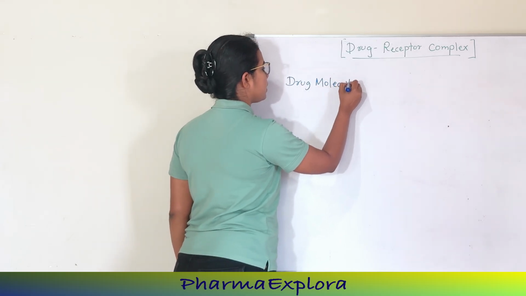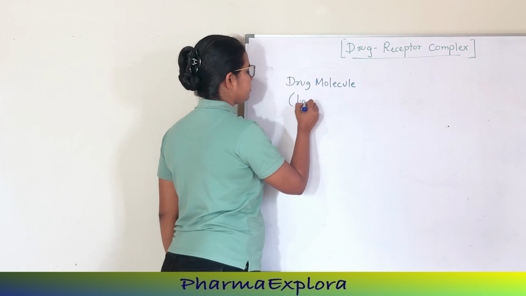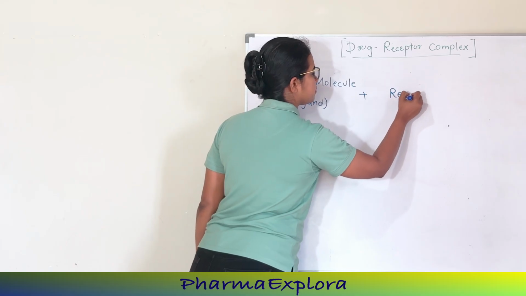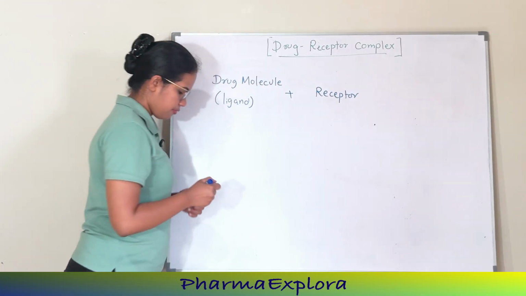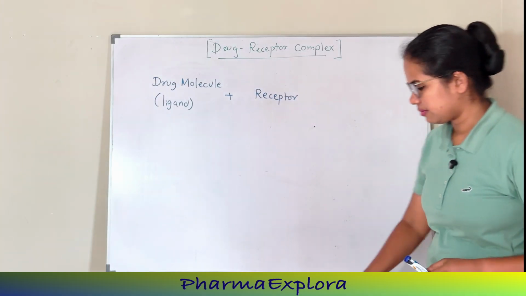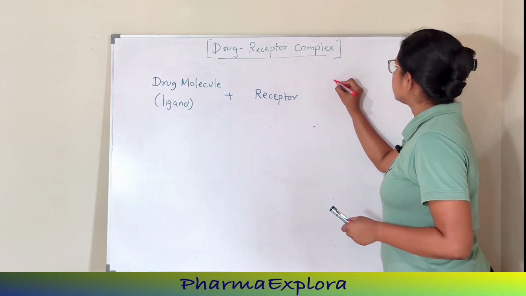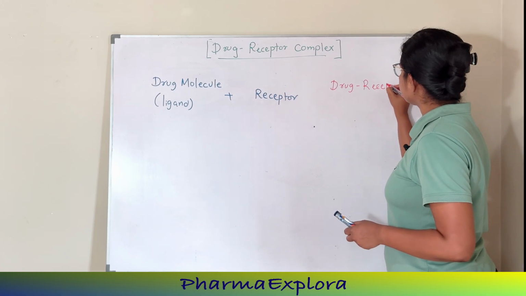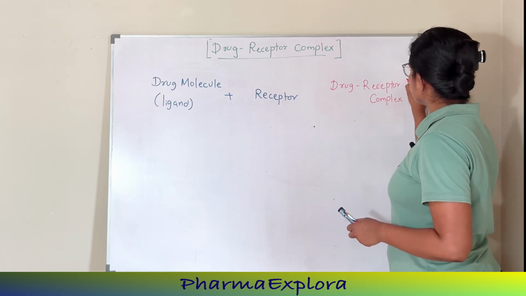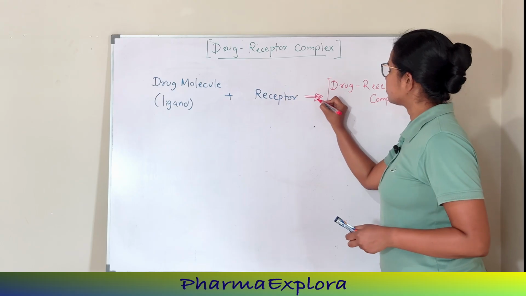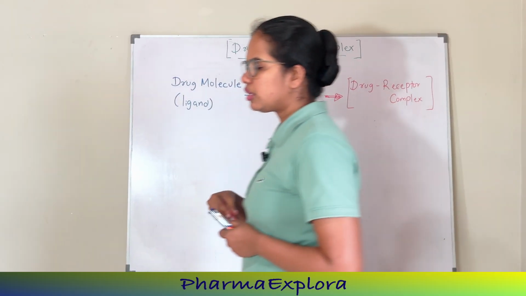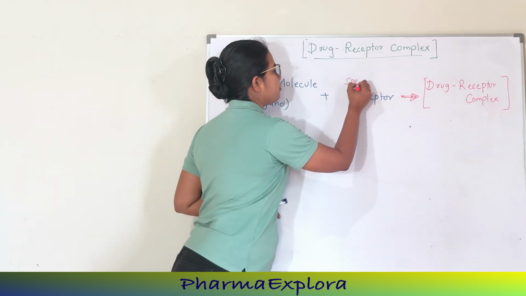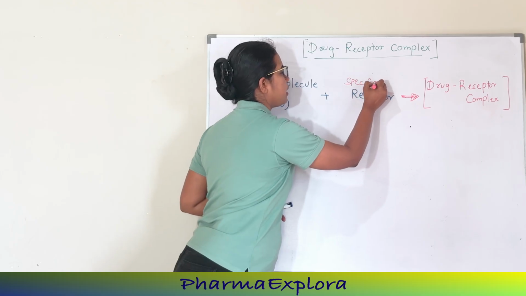So once the drug molecule, or as we often say, the ligand, goes and finds its receptor, they form what we call the drug receptor complex.